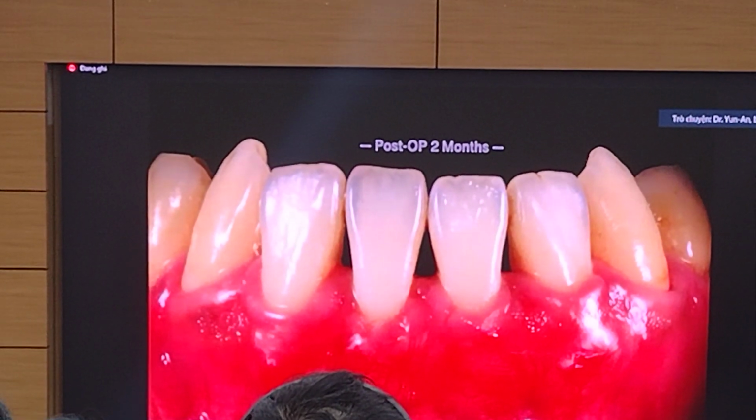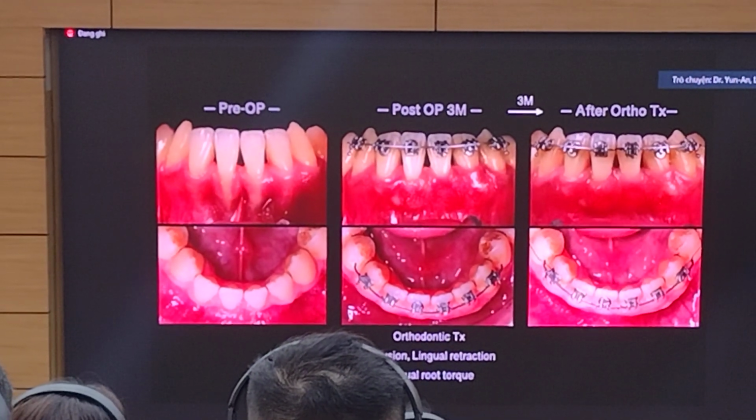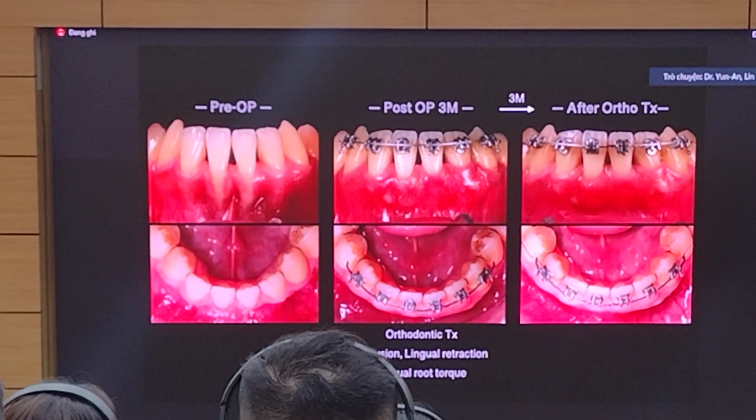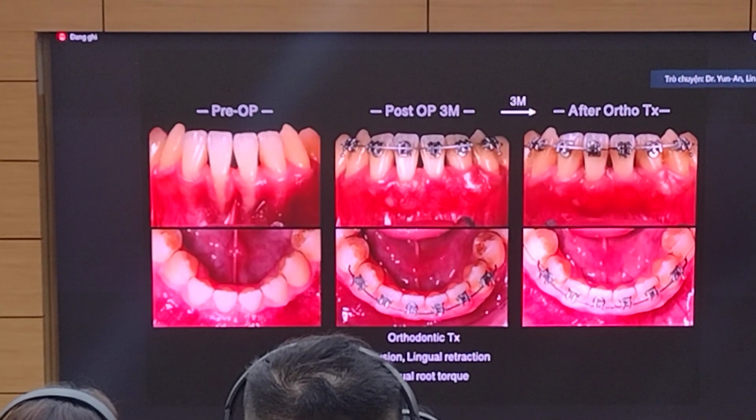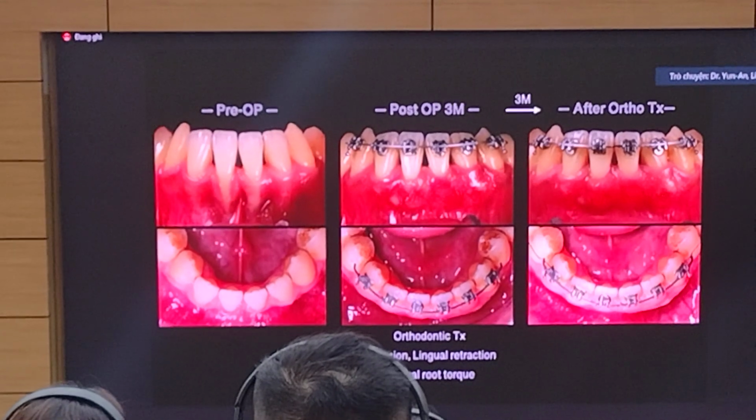This image is the 2-month follow-up. About 2 to 3 months after the surgery, the orthodontic treatment was initiated, and lingual root torque was applied to avoid uncontrolled buccal tipping of the teeth.